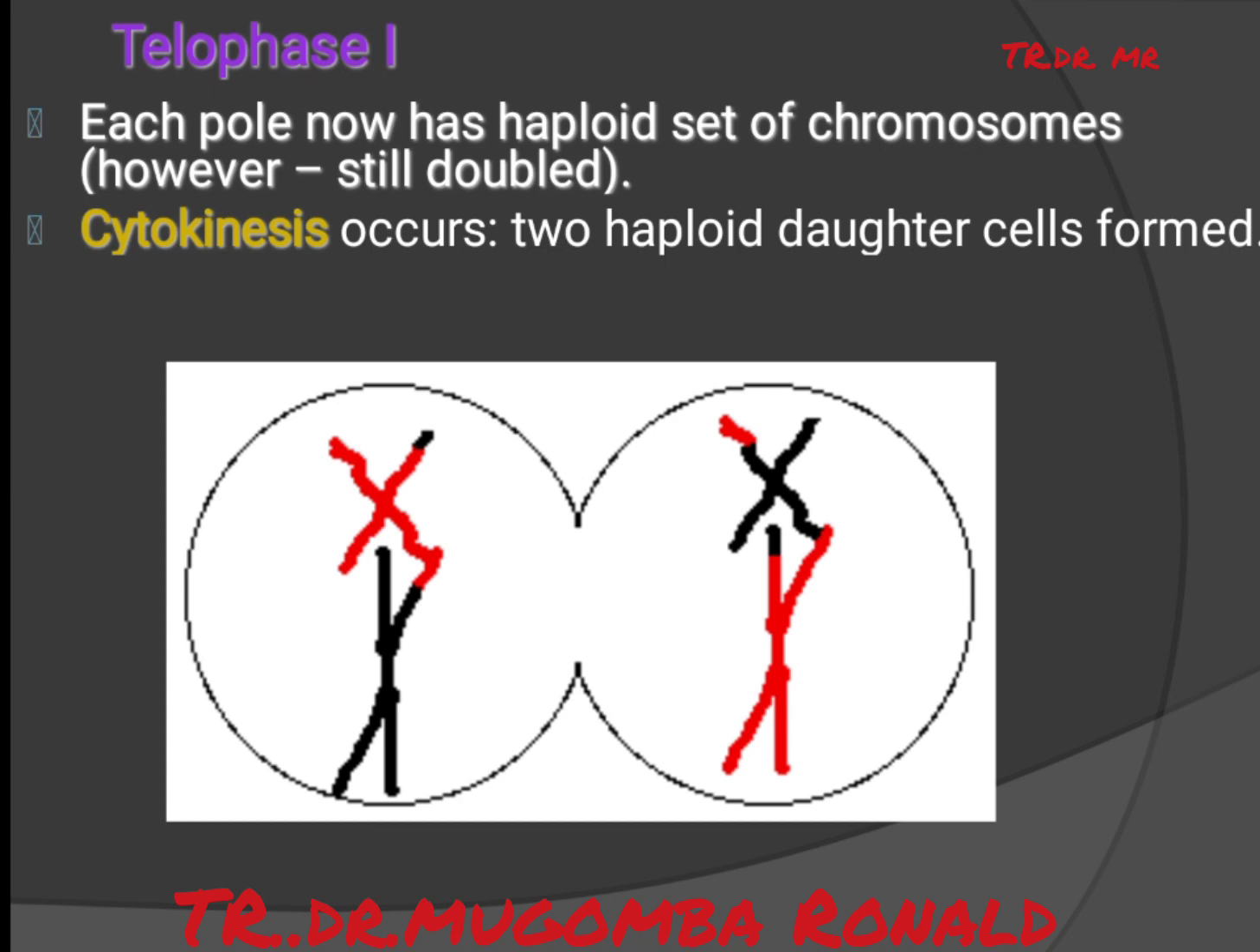Now in telophase 1, sometimes cytokinesis follows thereafter. Sometimes cytokinesis does not follow thereafter. But after the chromosomes have reached the opposite poles during telophase 1, the cytoplasm can separate. What happens thereafter is meiosis 2.